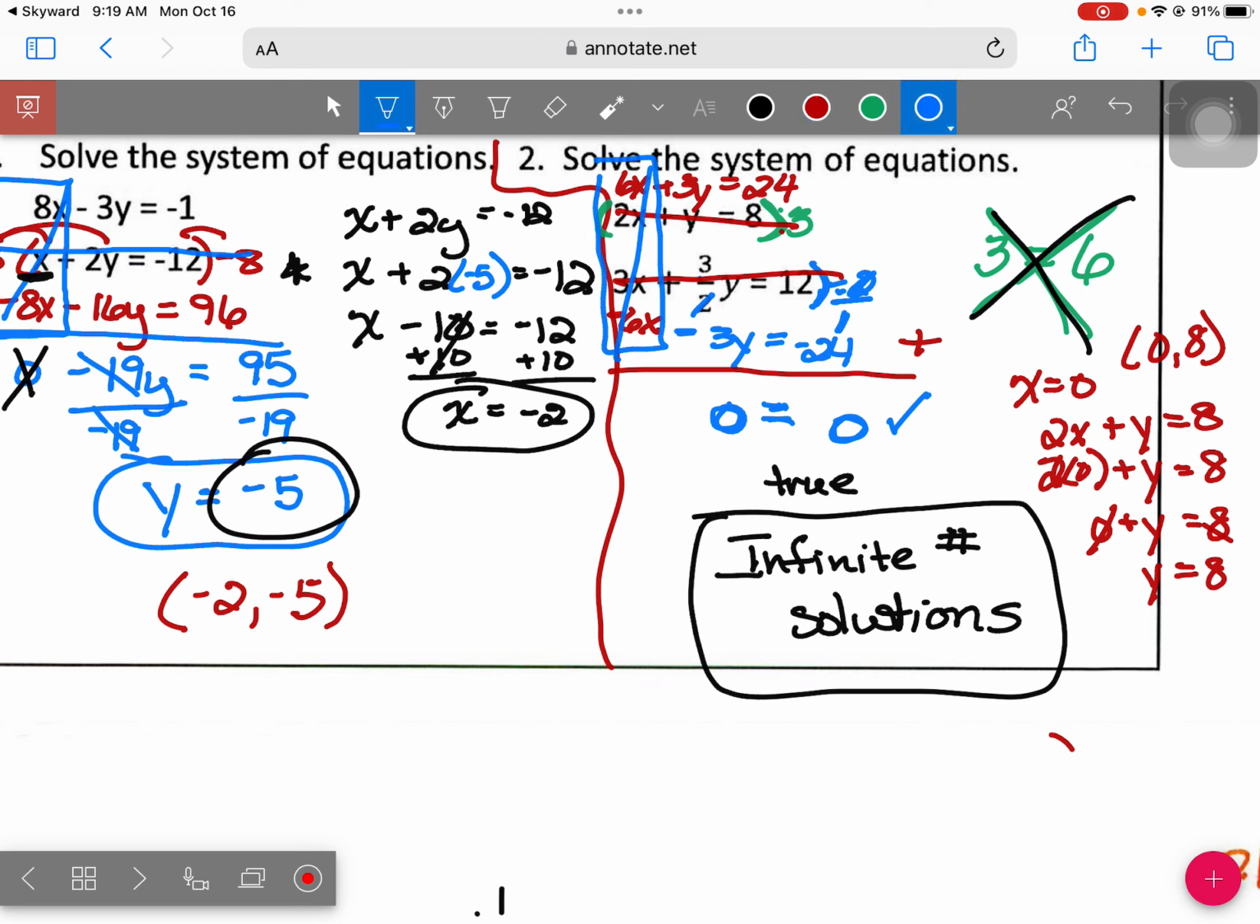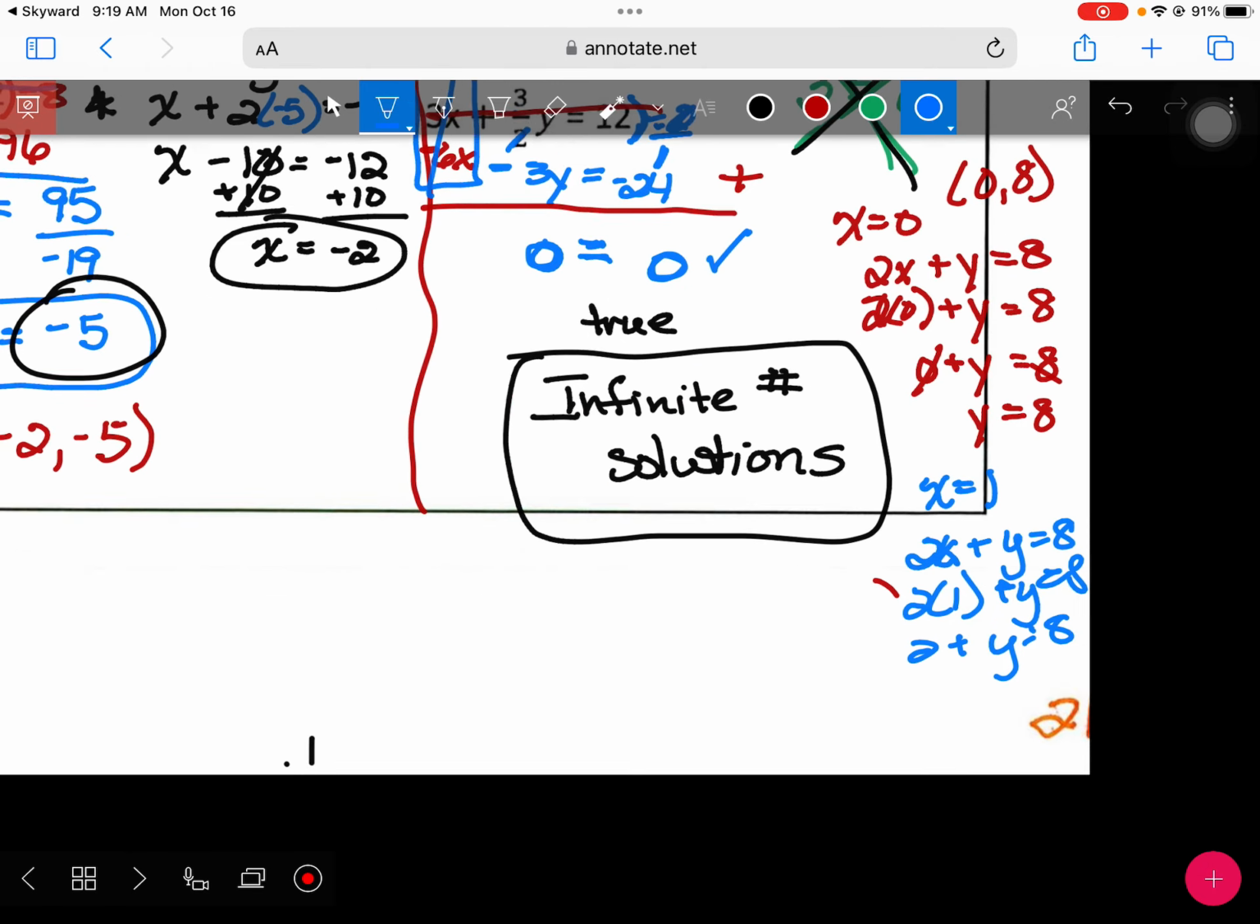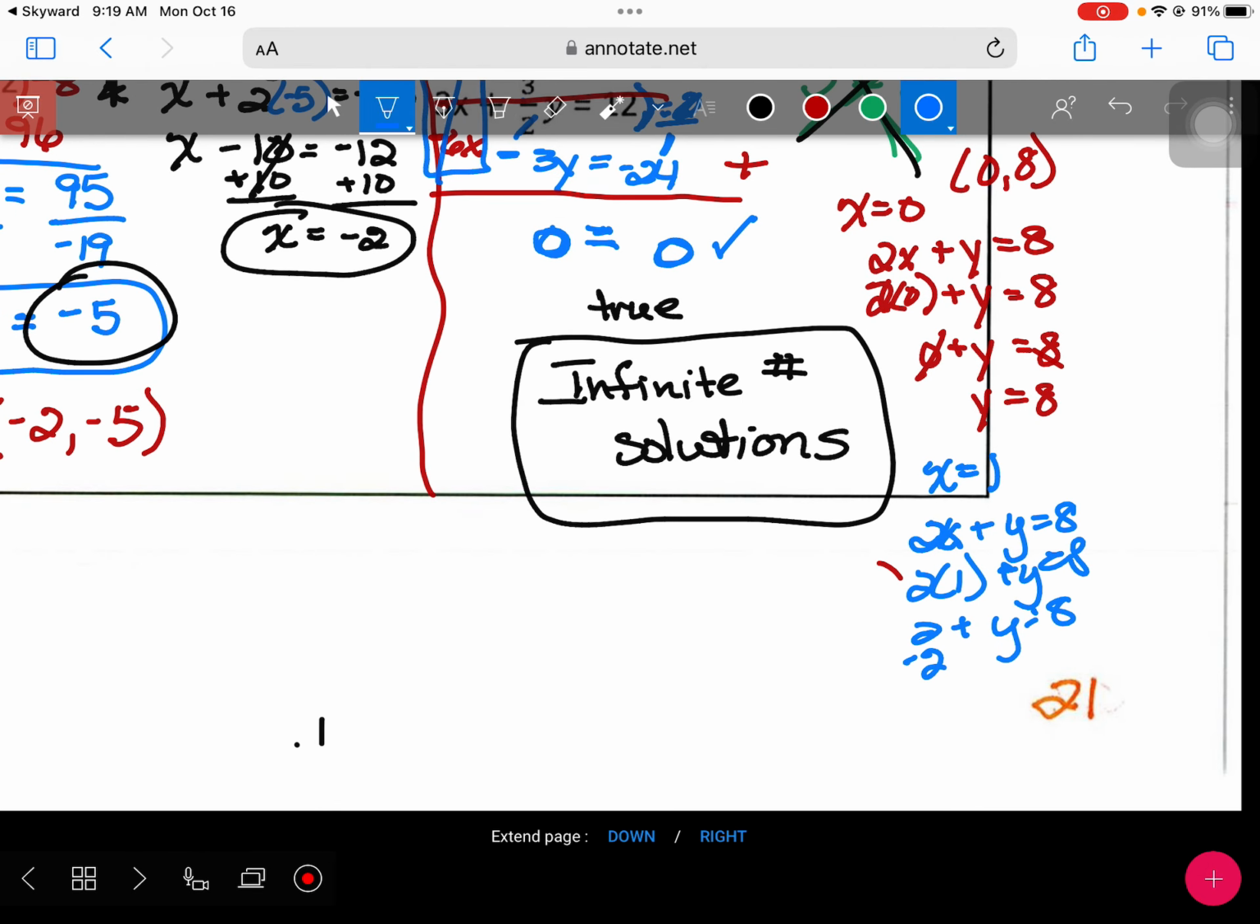And then I just picked another number, 1. What if x was equal to 1? So then 2x plus y equals 8. 2 times 1 plus y equals 8. 2 plus some number equals 8. Well, we all know what that number is going to be. y is equal to 6. So that would be (1, 6).